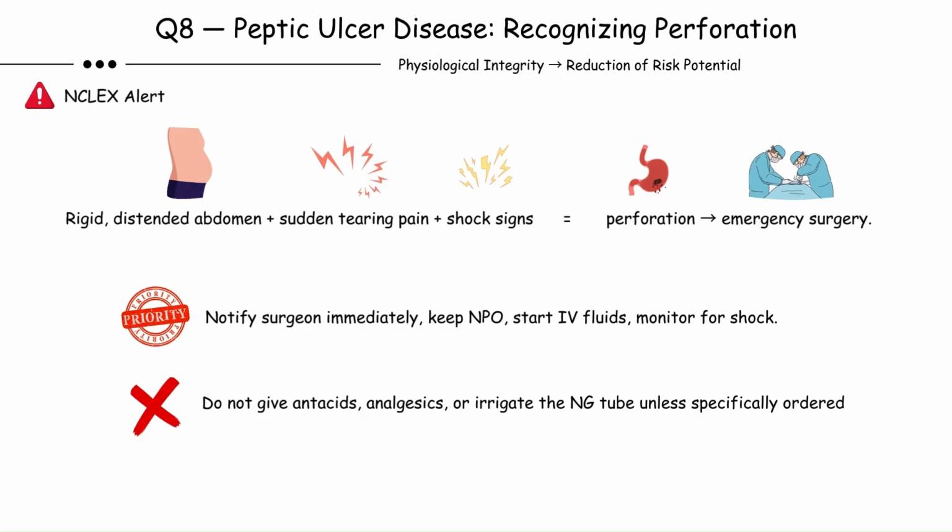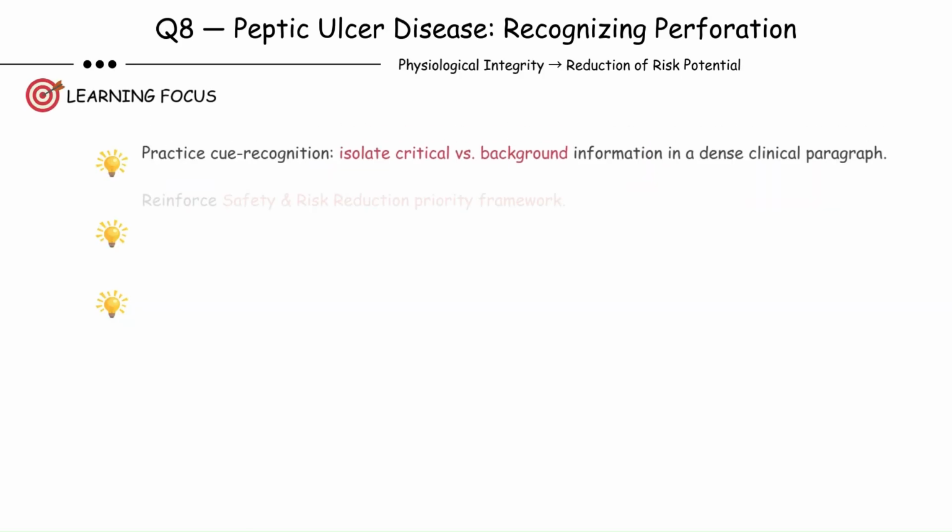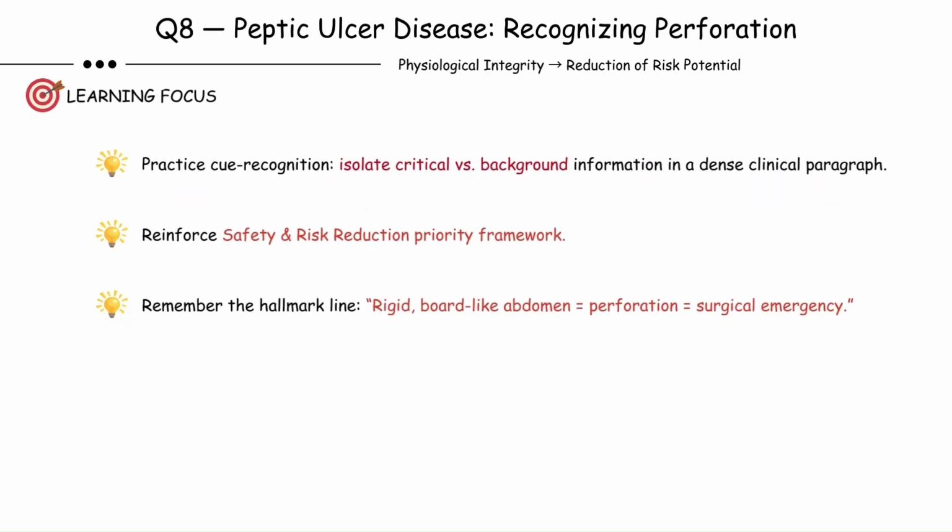Here's the key takeaway from this question. A board-like abdomen plus sudden, severe pain is one of the most important red flag findings in GI disorders. When you see it, think ulcer perforation, think peritonitis, and think surgical emergency. Every time. Let's go on to the next question and keep sharpening your cue recognition skills.